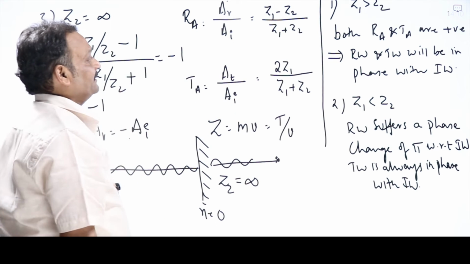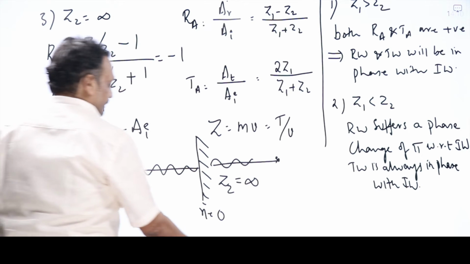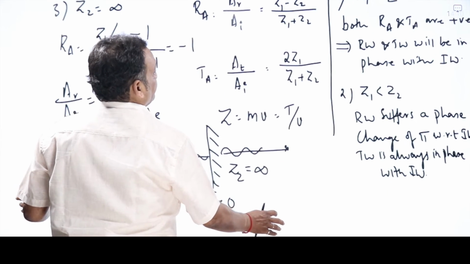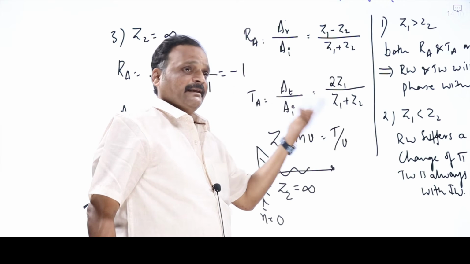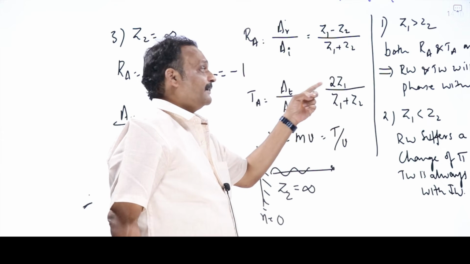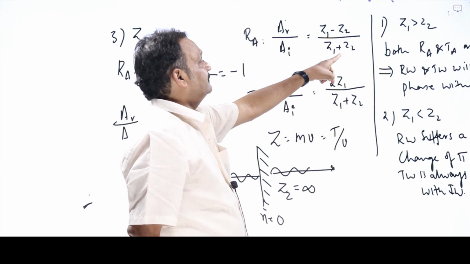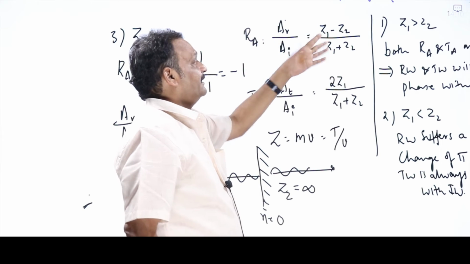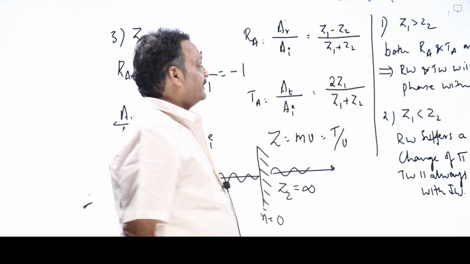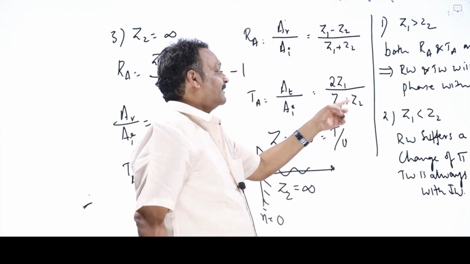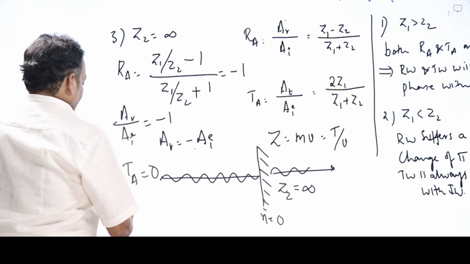That is the fourth case, the extreme case of case 1. What happens when Z2 equal to 0? The wave is going from denser to rarer, so you expect that even the reflected wave will be in phase with the incident wave. Put Z2 equal to 0 here, RA equal to 1, AR equal to AI. There is no minus sign here, which means the entire wave gets reflected. And one more interesting thing: put Z2 equal to 0 here, 2 Z1 by Z1, TA equal to 2.